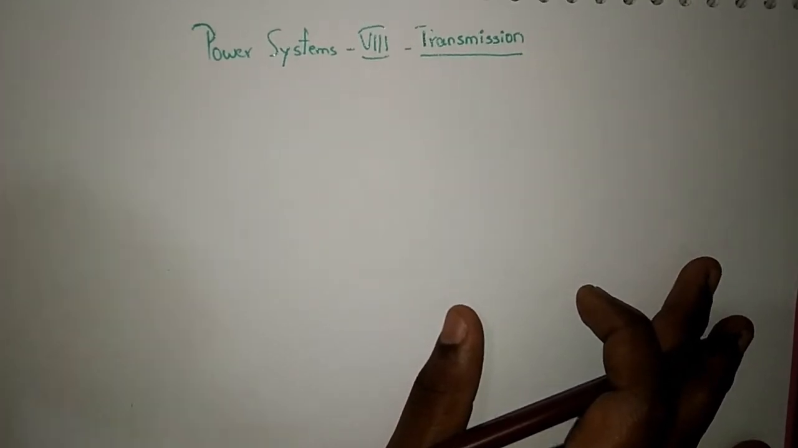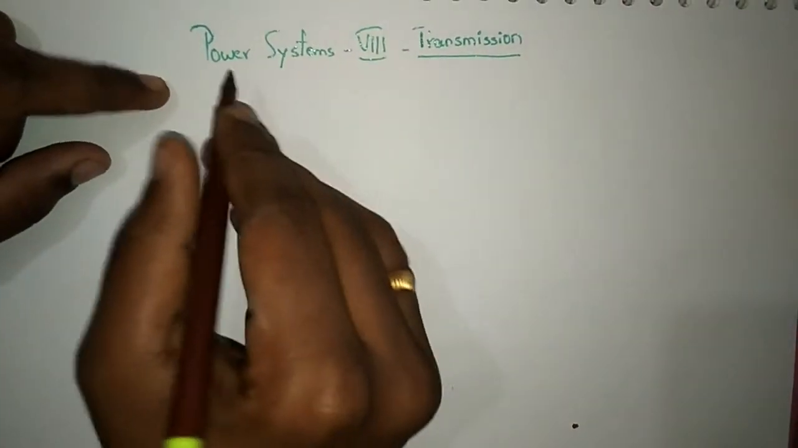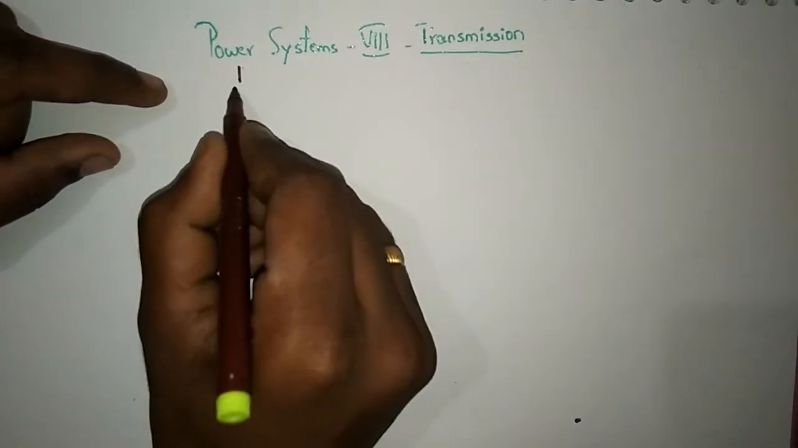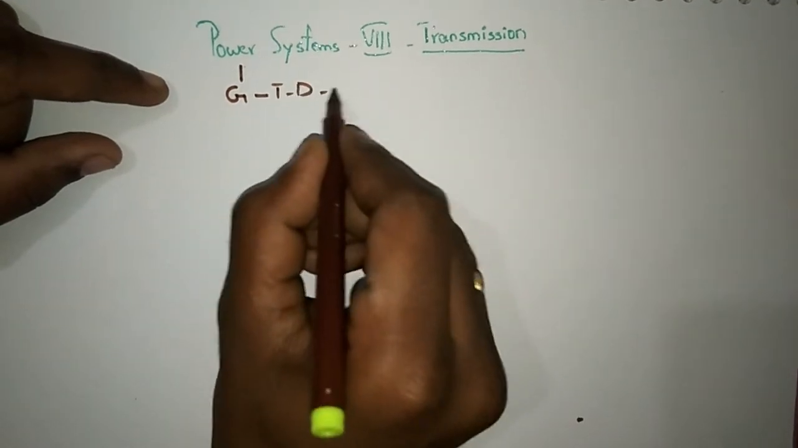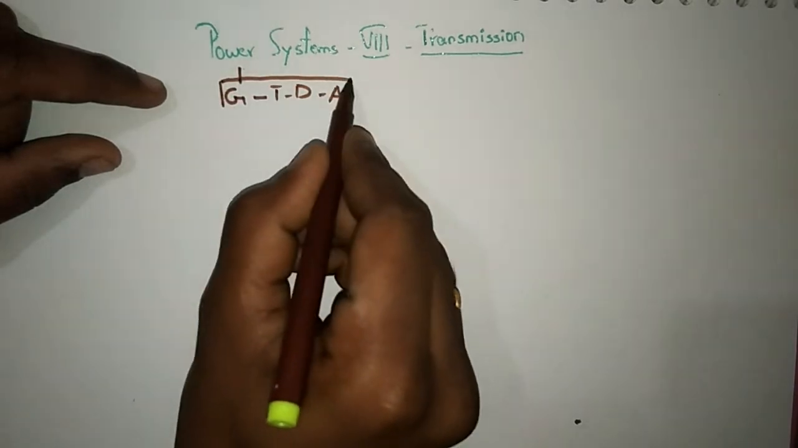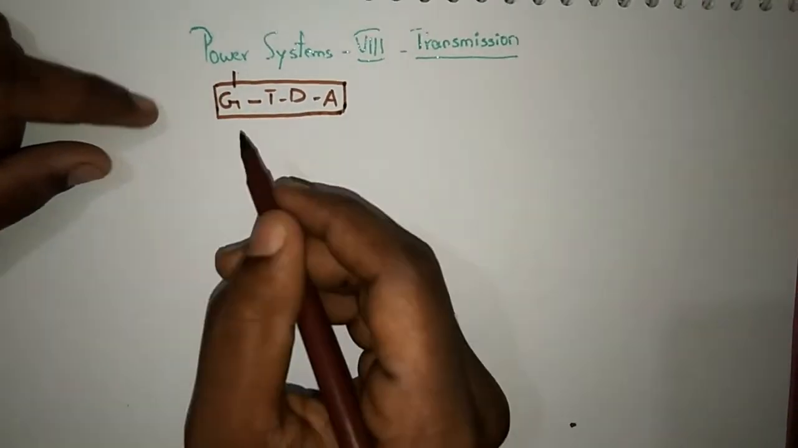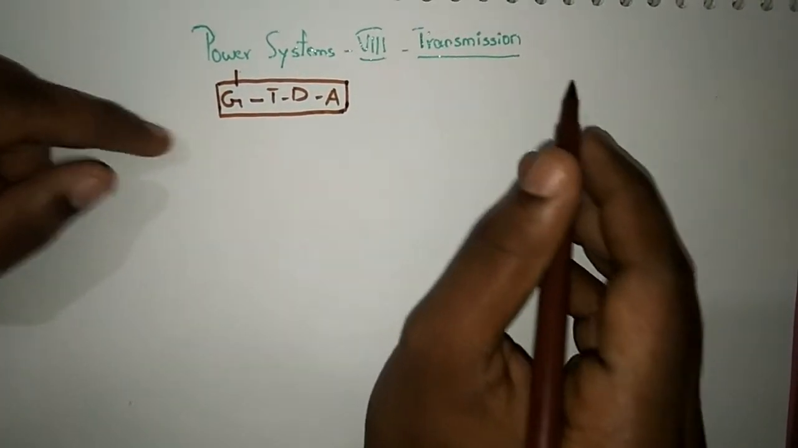Today we are going to deal with power systems, part A, transmission. In fact, power systems is nothing but generation, transmission and distribution and application. Study of generation, transmission and distribution and applications is nothing but power systems. So far we had covered generation. Now we have entered into transmission.